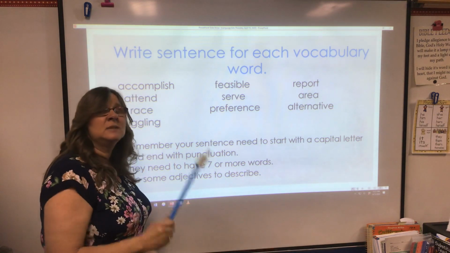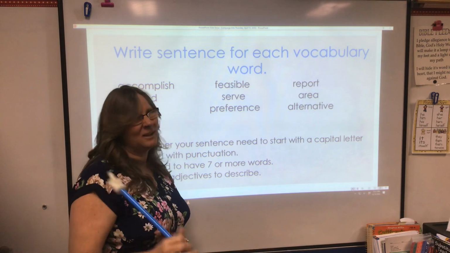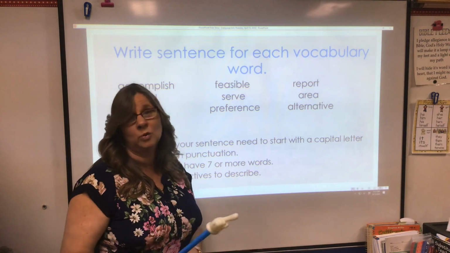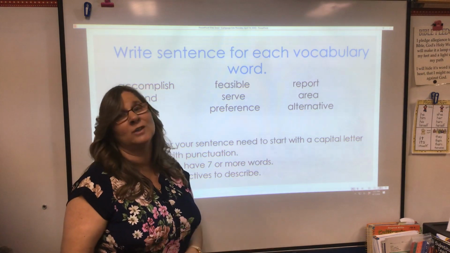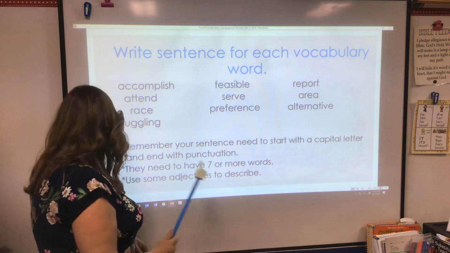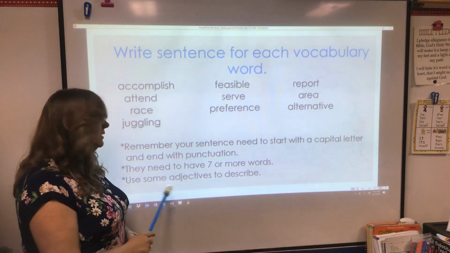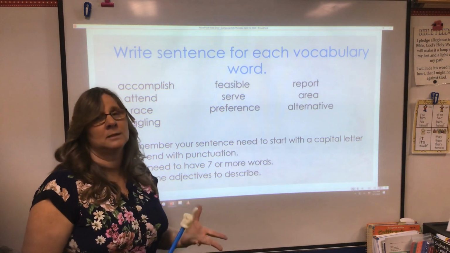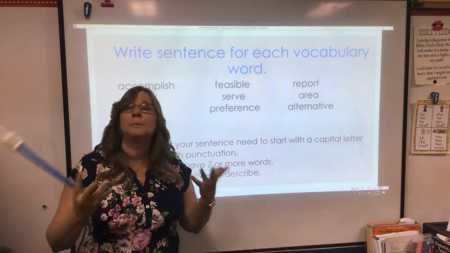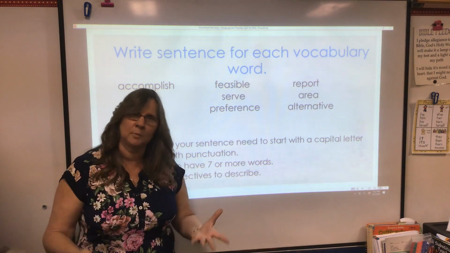Your sentences need to be 7 or more words. Yes, my class, not 6 anymore. It actually should be however old you are, or how old you are is how many words should be in there. But we're going to go with 7 or more. And then the last one, use some adjectives. Give me some describing stuff. Remember, we want to give more information to make our sentences a little bit better, a little bit more informative.